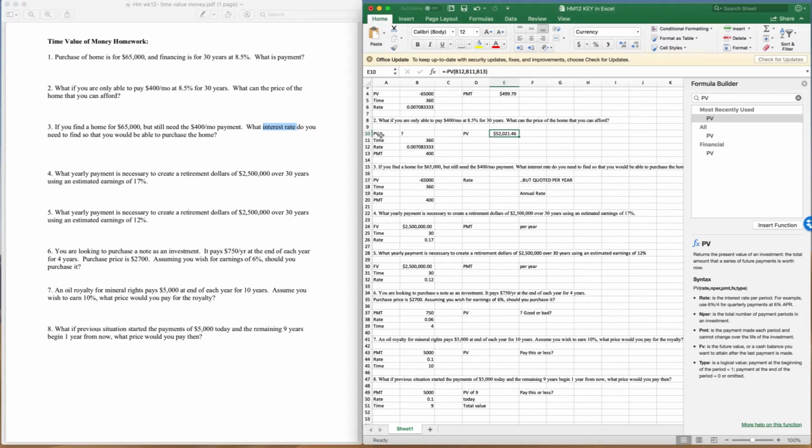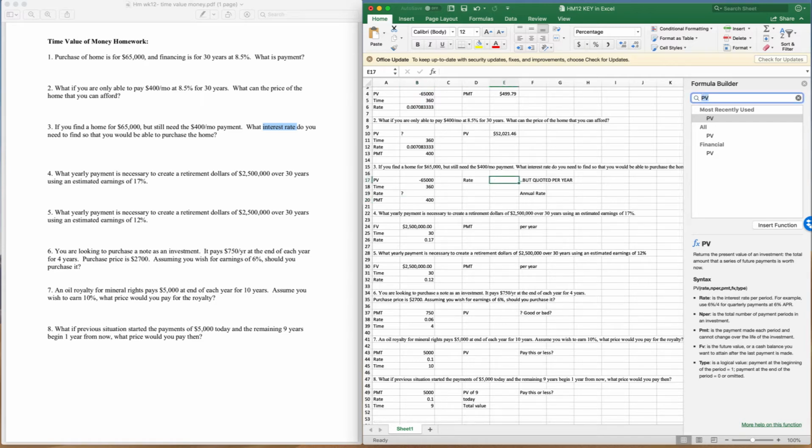So again, I copied my work, brought it down here, and then edited it as I needed. So I went back to a negative $65,000 PV, which means my home's $65,000. I went to time, and it still equals 30 times 12, 360. And I left interest blank because that is our question. Payment, we know that also. We want the $400 a month. So the question now is, what about rate?